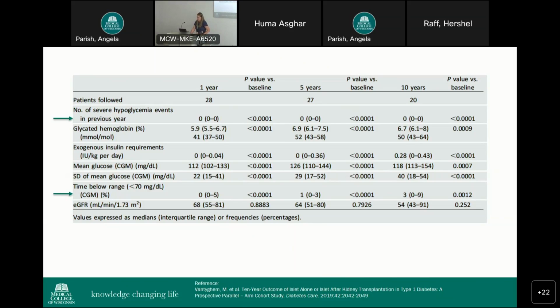So the median incidence of hypoglycemia did decrease from 2 events per year to 0, and all metabolic parameters such as A1C and daily exogenous insulin use did improve. However, from year 1 to year 10, these numbers did deteriorate with time. And overall, over the course of 10 years, 75% of patients maintained graft function and 28% maintained or met their primary outcome, which was insulin independence and an A1C under 6.5.